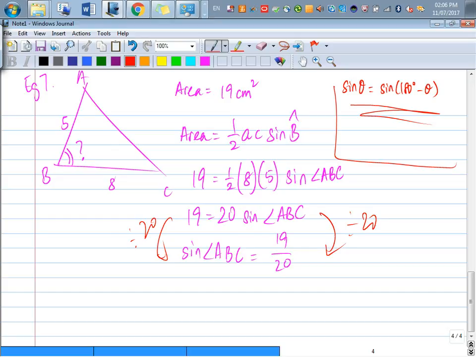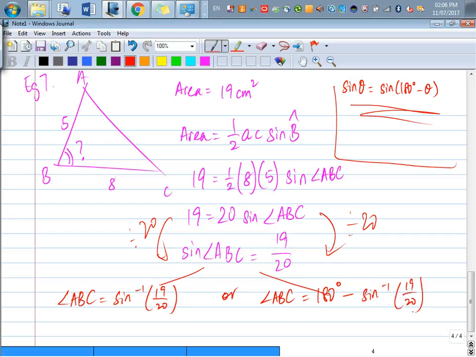Remember? Okay, so now we have two options. And then I told you when you have sine of an angle equal to a positive value, you have two answers for the angle. Two possibilities. The first one is angle ABC equals sine inverse 19 over 20, or angle ABC equals 180 degrees minus sine inverse 19 over 20. Do you remember this? It is from this portion. That's why we have two possibilities.